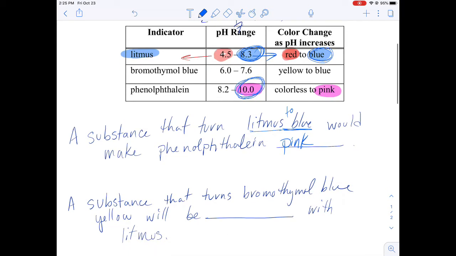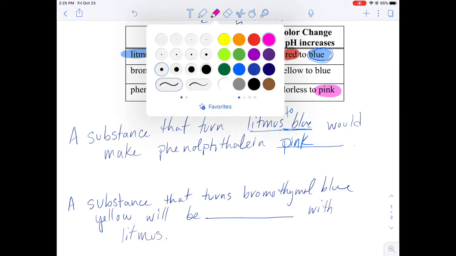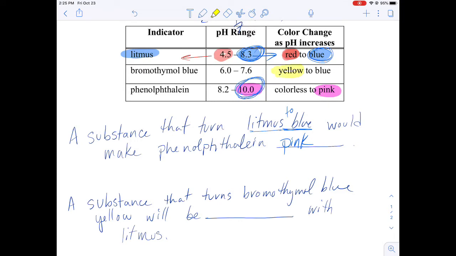phenolphthalein. Whereas a substance that turns bromothymol blue yellow, so if my bromothymol blue turns to yellow, I'm expecting that the pH is going to be 6.0 or less. And so the litmus would turn red because it's going to be an acid, right? If it's yellow here, then it's an acid, so it's going to be an acid here as well. So a substance that turns bromothymol blue to yellow will be red with litmus because it is an acid, right?